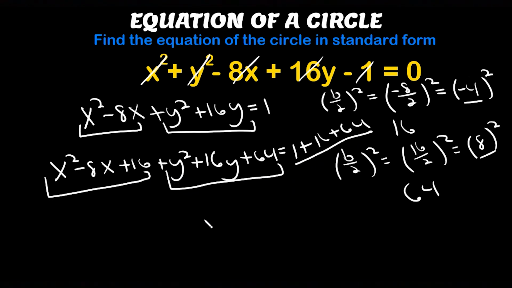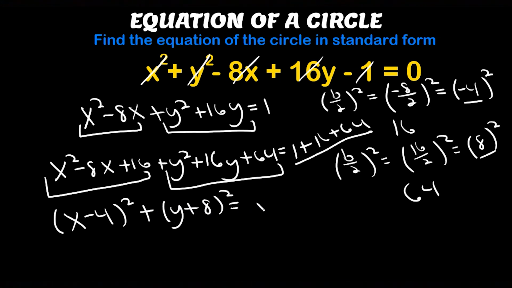Okay, so factoring this part, super easy. We get x. The value that we underlined was negative 4, so I put negative 4 here, square it. Okay, the next part I get plus y. The value that we underlined here was positive 8, so plus 8, square it. That part's done. All equal to, so here we get 1 plus 16 plus 64. That will give you 81, so we get 81, and there it is. This is the equation of the circle in standard form.